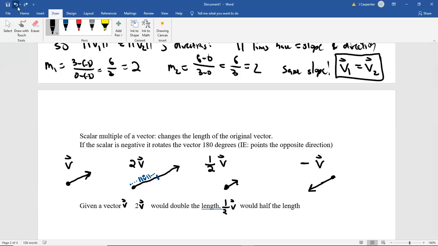Sometimes my pen does weird things when I hit a button. There we go. So given some vector, a 2 in front of it doubles the length, that's all it does. A 1/2 in front of it halves the length, a negative in front of it switches direction. And you can have combinations. I could do negative 2v, which would point this way, but be twice as long. I could have negative 3v, and it would be 3 times as long, pointing this opposite direction.